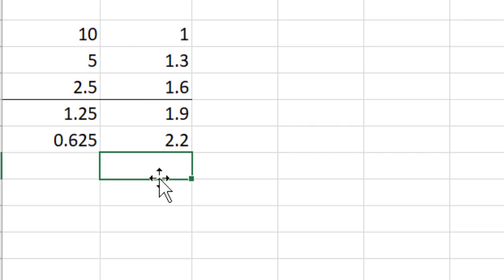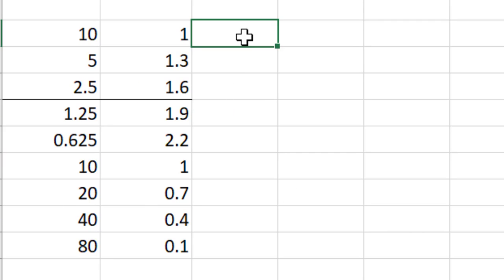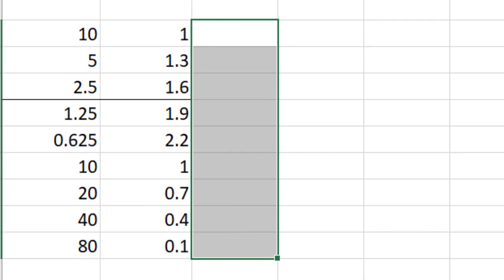Let's again subtract from 1 instead of adding. So 1 minus 0.3 would be 0.7, and 0.7 minus 0.3 would be 0.4, and 0.4 minus 0.3 would be 0.1. So now you have to double these, right? So 10 goes to 20, 20 goes to 40, and 40 goes to 80. So what we have here, let's give you another color code here.